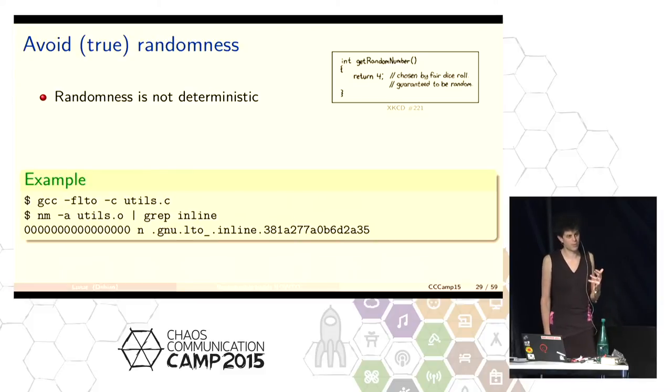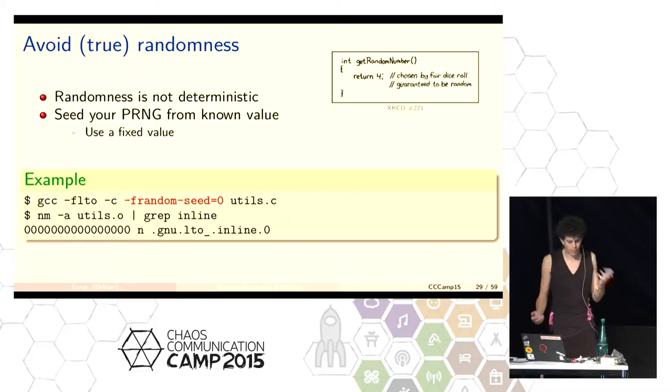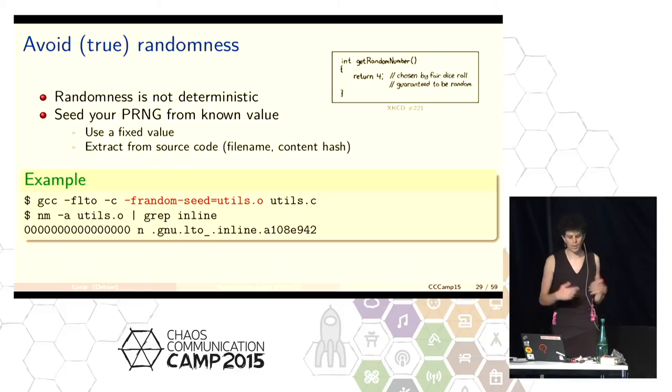What we use are pseudo-random number generators, and they take a seed, that is an initial value that we'll use to derive a long string of numbers. So one way is just to use a fixed value for every one of your builds, and then you will get the same output. Or you can extract a value from the source code, like file name or content hash. That works as well.